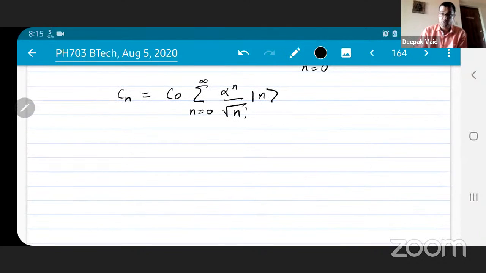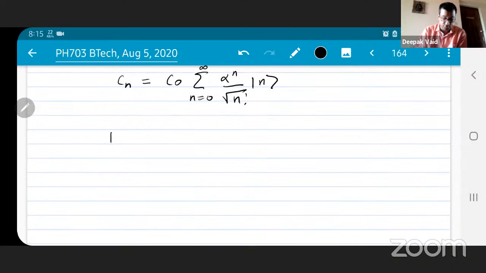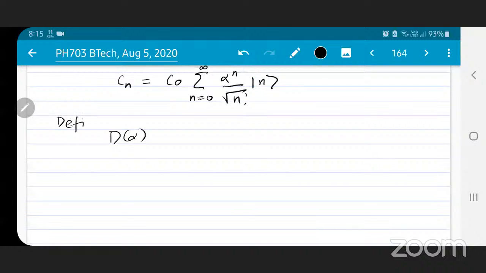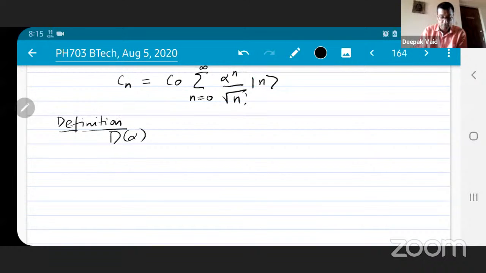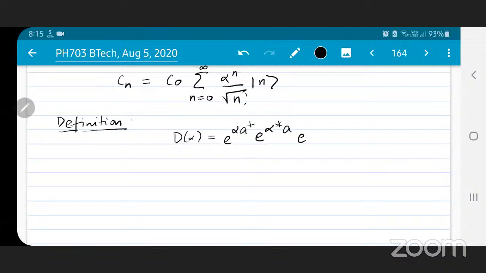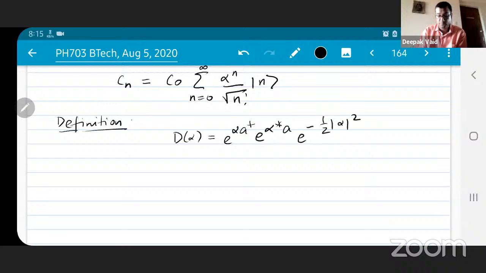So in order to do that, we will need the definition of this operator. What does this operator actually look like? So the definition of this D alpha operator. So this is the definition. This is equal to exponent alpha A dagger, exponent minus alpha conjugate A, times exponent minus 1/2 alpha magnitude squared. Okay, so this is the definition.